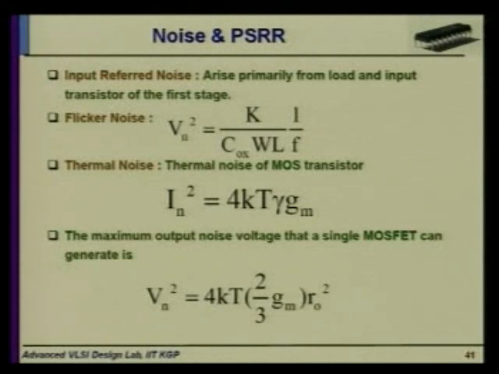Isn't it? If we increase the area, then flicker noise will be reduced, and if we reduce GM, then obviously the thermal noise will be reduced. So after the design is completed, if we see that there is some more layout area, say you are given a 2 millimeter into 2 millimeter chip area. Layout area means the area on which you have to design your chip.